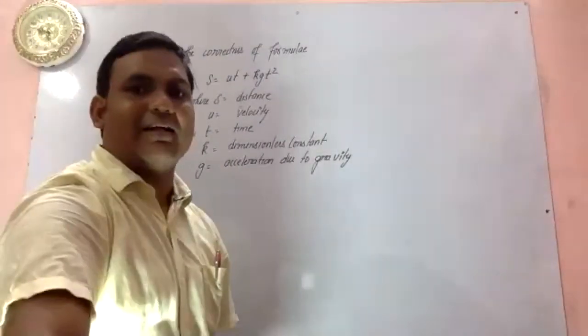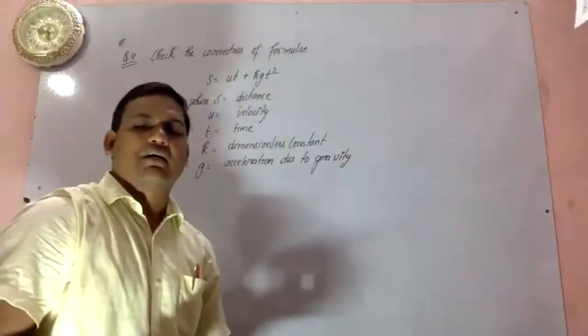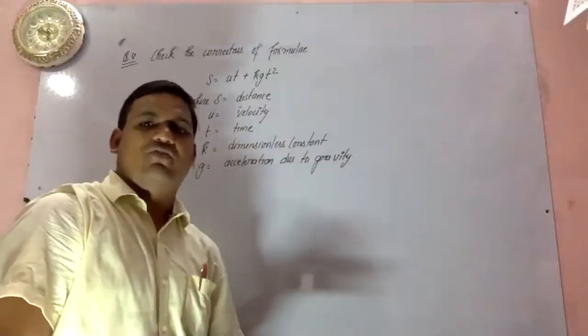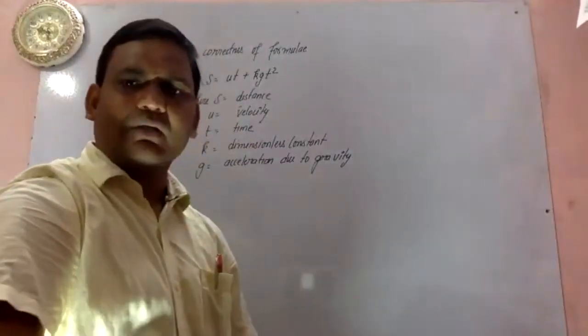You can't say directly whether it is correct. I know it is correct because S is equal to ut plus half gt square. Yeah, it's a formula. Half gt square is a formula. The Newton's second law of motion.